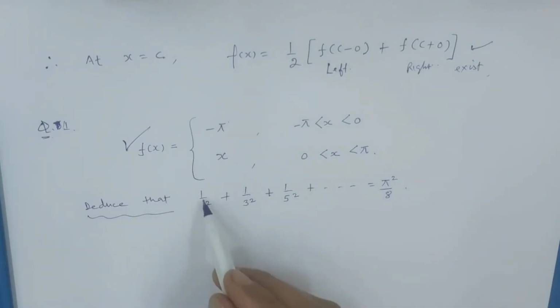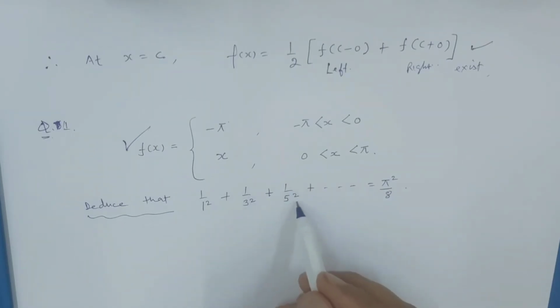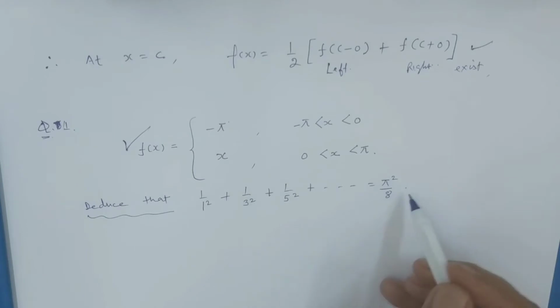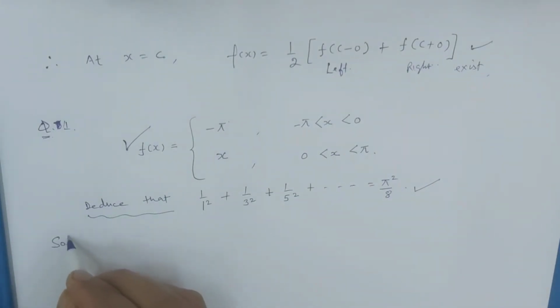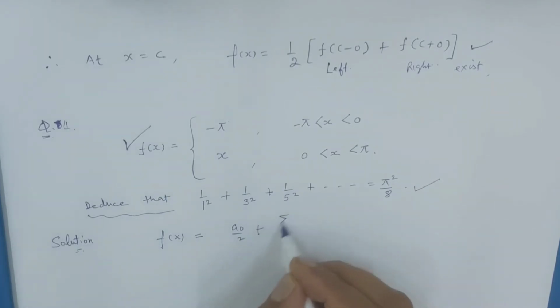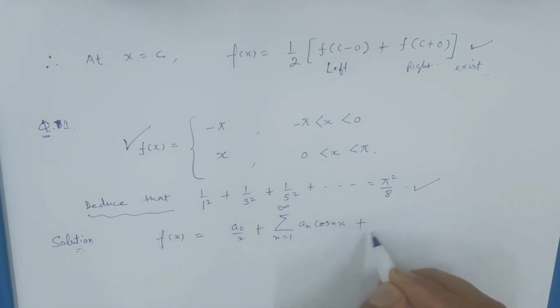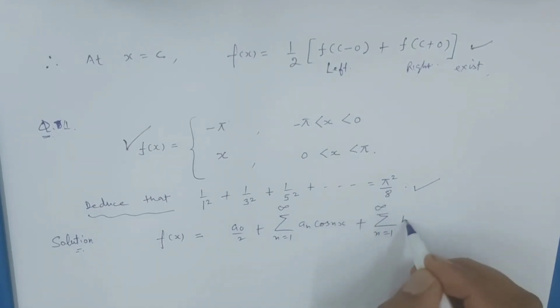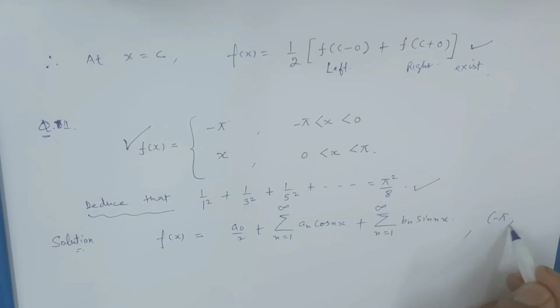Hence further reduce that, 1 upon 1 square plus 1 upon 3 square plus 1 upon 5 square plus up to so on equal to pi square upon 8. Let us try to find Fourier coefficients. Solution: f of x equal to a naught by 2 plus sigma n equal to 1 to infinity a n cos nx plus sigma n equal to 1 to infinity b n sin nx. Interval is minus pi to plus pi. Here is the interval.